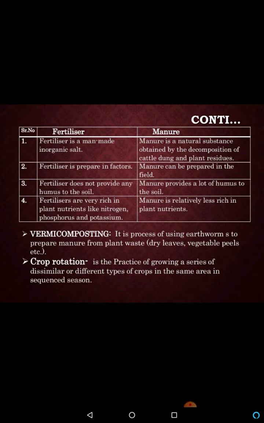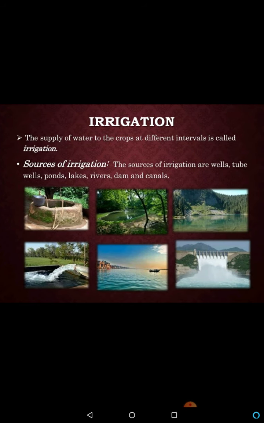It is the process of using earthworms to prepare manure from plant waste, dry leaves, vegetable peels, etc. Crop rotation is the practice of growing a series of dissimilar or different types of crops in the same area in sequential seasons. Next one is irrigation.